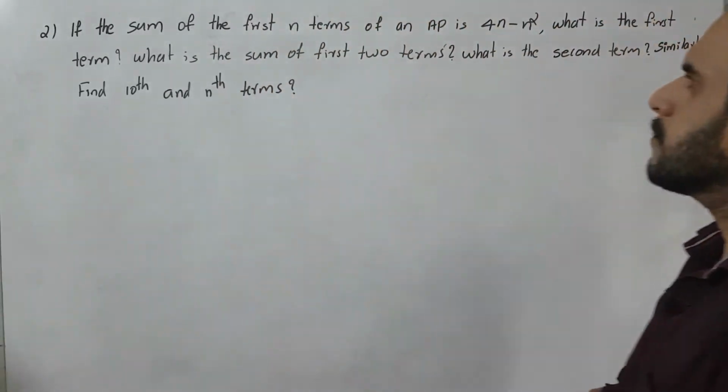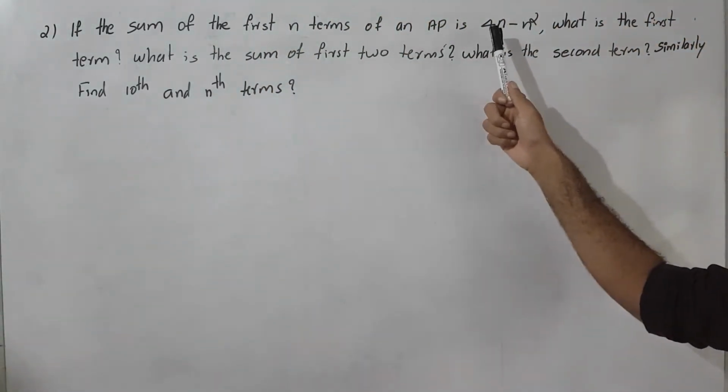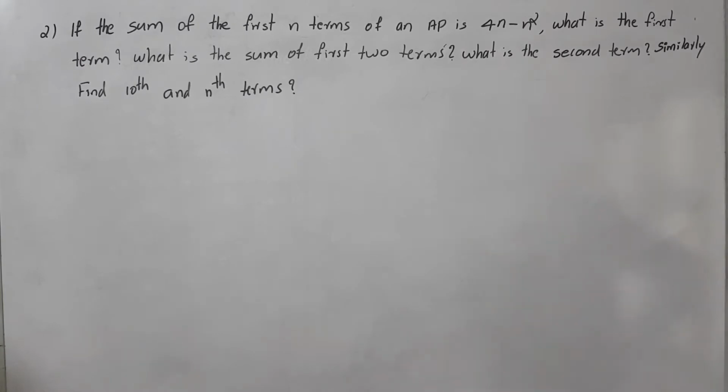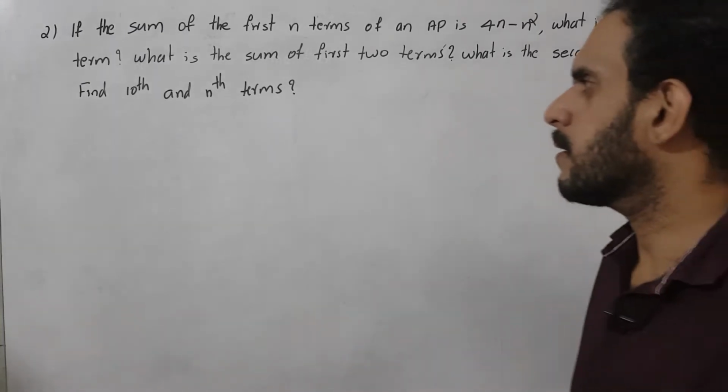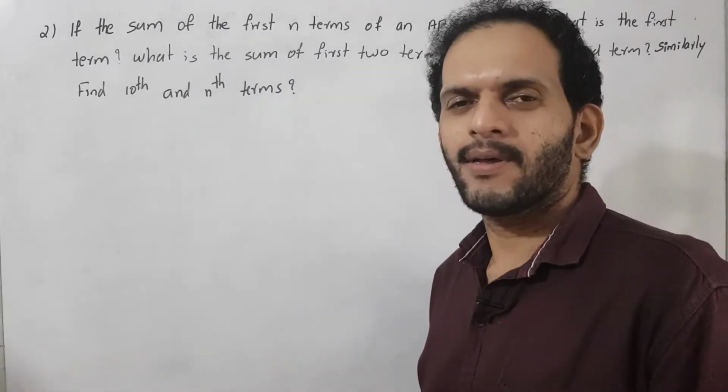If the sum of the first n terms of an AP is 4n minus n square, what is the first term? What is the sum of first two terms? What is the second term? Similarly, find the 10th and nth terms. Okay. There are many questions here.